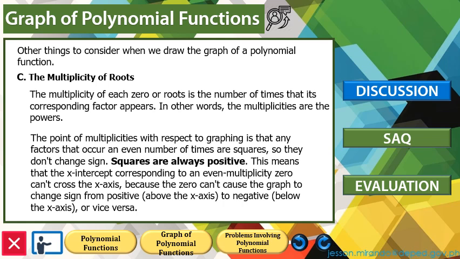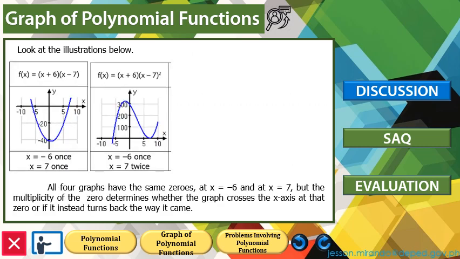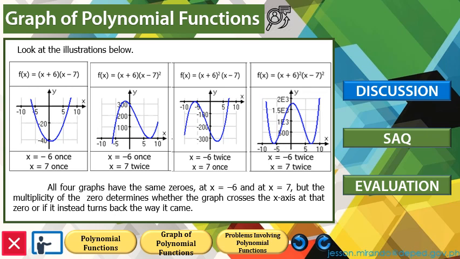Squares are always positive. This means that the x-intercept corresponding to an even multiplicity zero can't cross the x-axis, because the zero or root can't cause the graph to change sign from positive, above the x-axis, to negative, below the x-axis, or vice versa. Look at the illustrations below. All four graphs have the same zeros, at x equals -6 and at x equals 7. But the multiplicity of the zero determines whether the graph crosses the x-axis at that zero, or if it instead turns back the way it came.